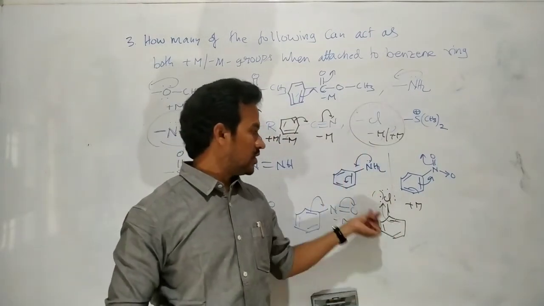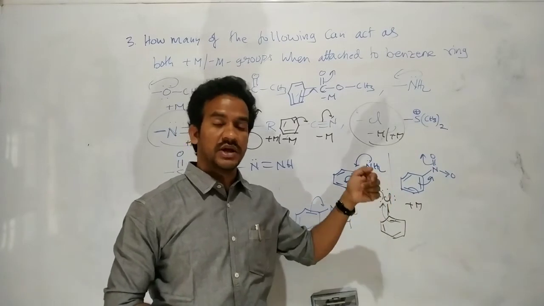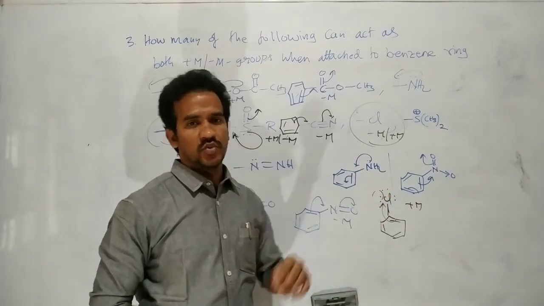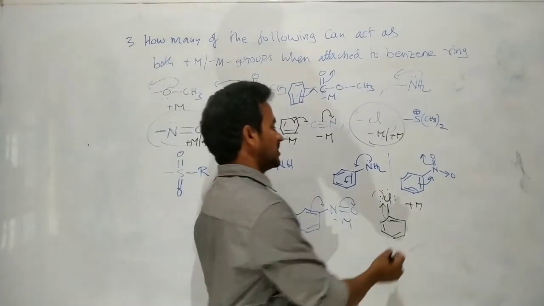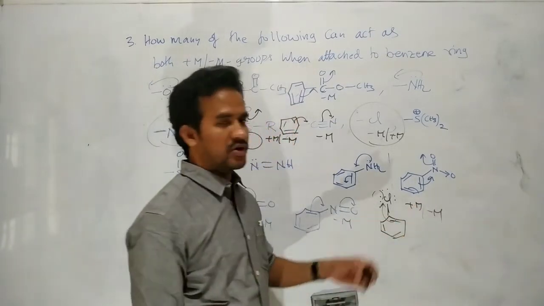Okay, these pi electrons can be delocalized into the vacant d orbitals. So that's why it is acting as a minus M group also. Okay, plus M as well as minus M. Very, very important point.